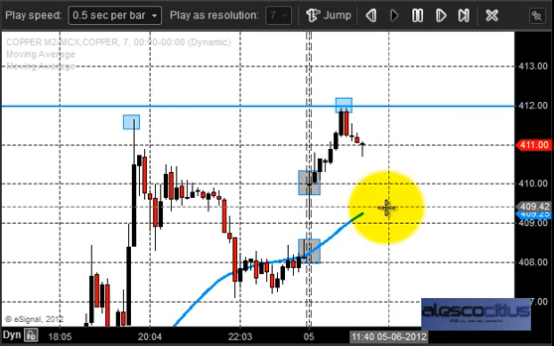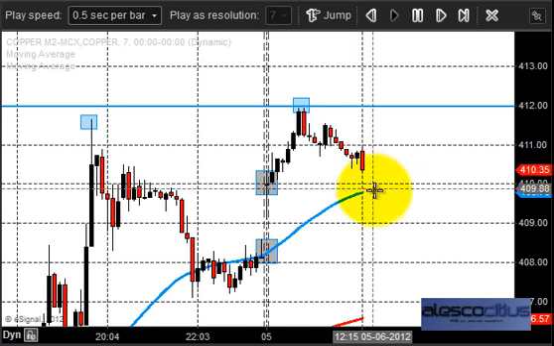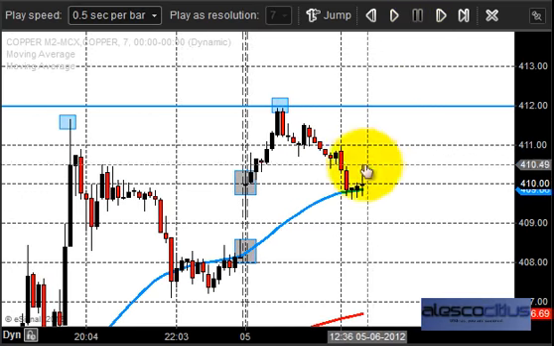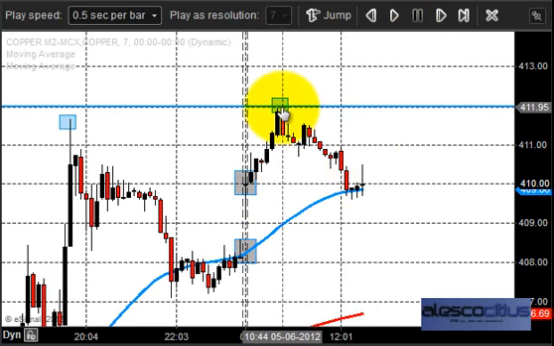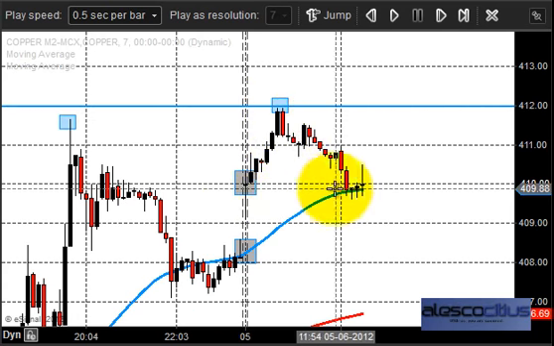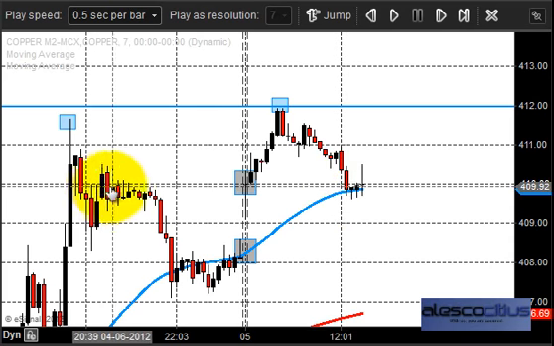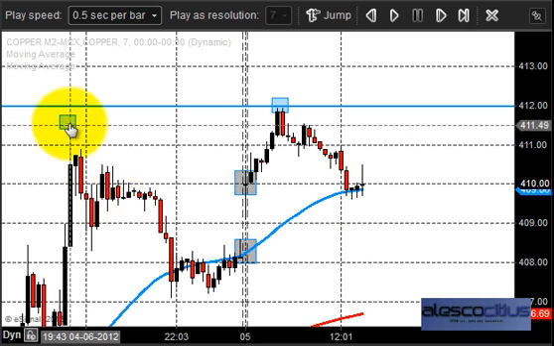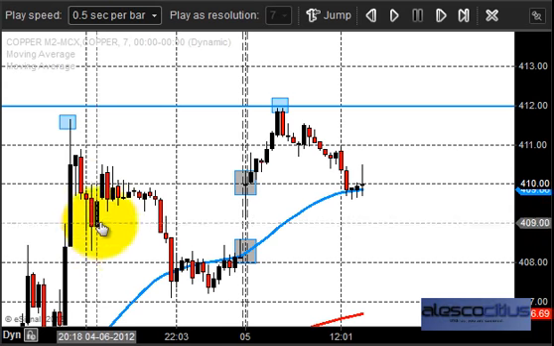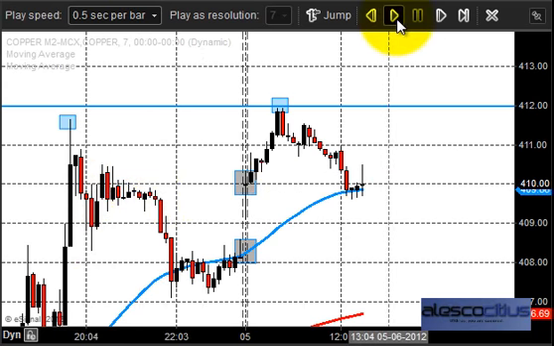Let us see that. After taking a resistance around 412, the market then came down and tested the price opening, and it was consolidating here. Since you can see that on the previous day also the same thing happened. After testing 412, there was a drop and it was consolidating in the same zone. So the market was trying to consolidate there.